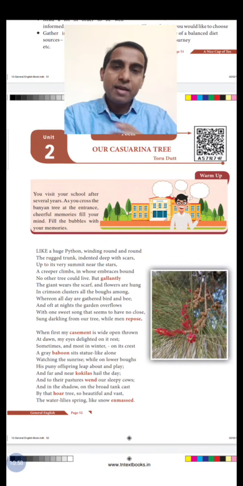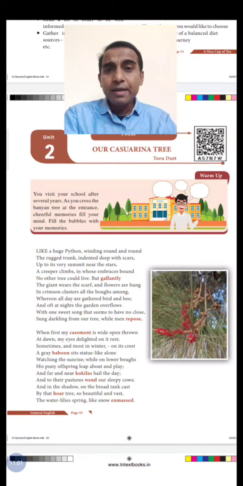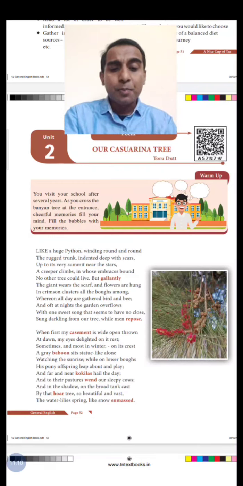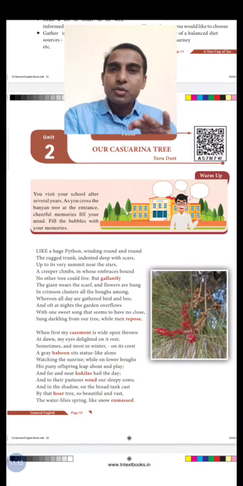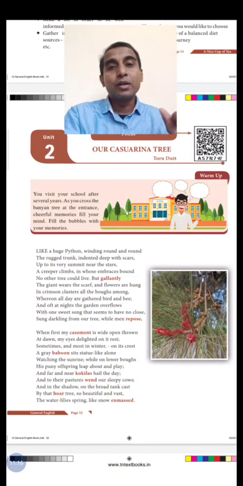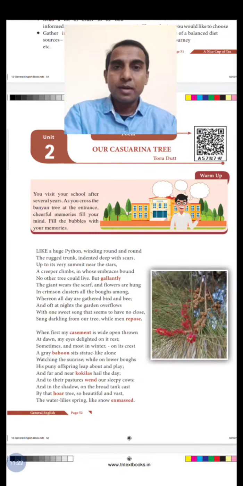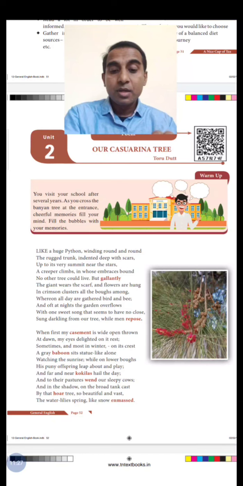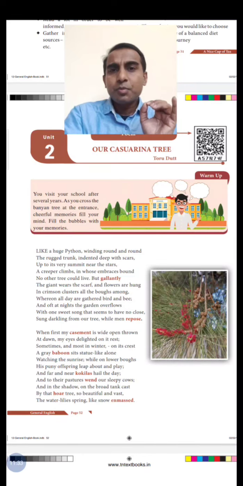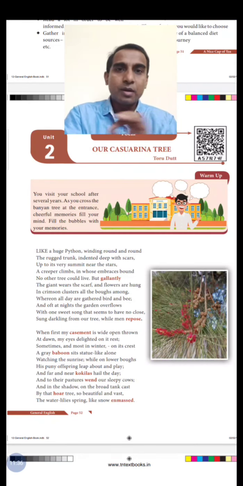At the end of the day, when it is about to become dark, the tree will be overflowed with music sung by the birds, which come and settle on the tree. "Sung darkling from a tree while men repose." Sung darkling, it is almost becoming dark. The birds which sing during darkness, usually they mention the nightingale. The nightingale is an imaginary bird, and it is believed that this bird starts to sing during darkness. So with one sweet song that seems to have no close, they can hear such a beautiful song being sung at night when it is dark, as if the song had no end at all.